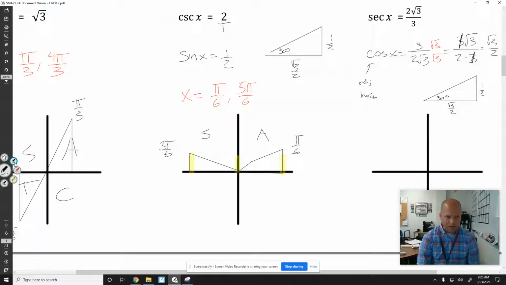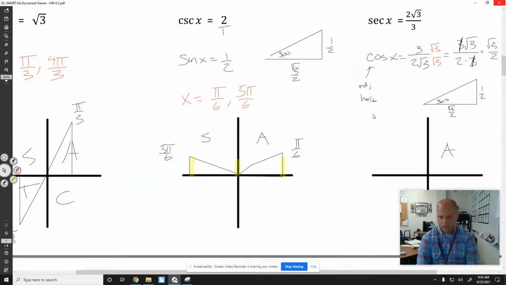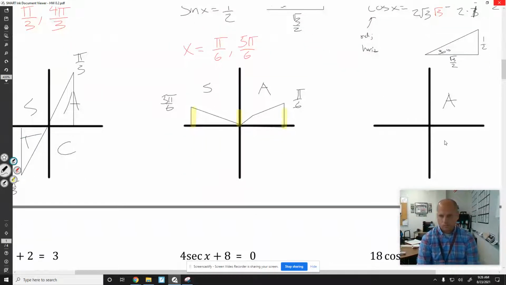When is cosine positive? Cosine's positive here and here in the first and the fourth quadrants. So I want the 30-degree angle created here and the 30-degree angle created here. 30-degree angles, always pi over 6's. I could take those side lengths and put them here. That's going to be 1 pi over 6. Go all the way around the circle. 12 pi over 6 minus 1 pi over 6, 11 pi over 6.